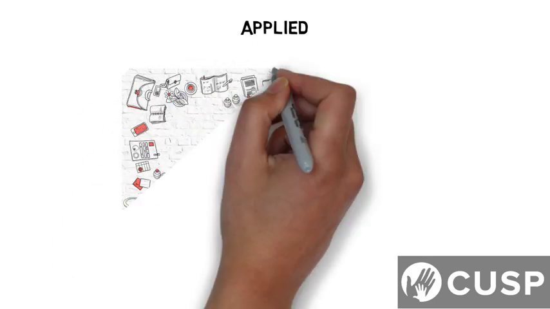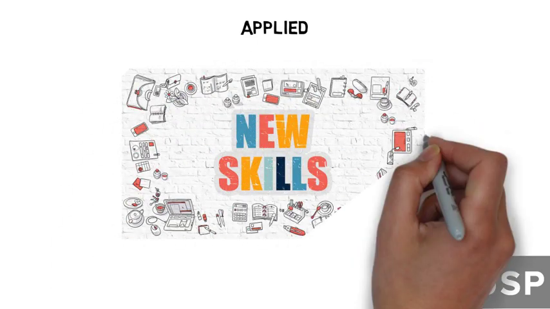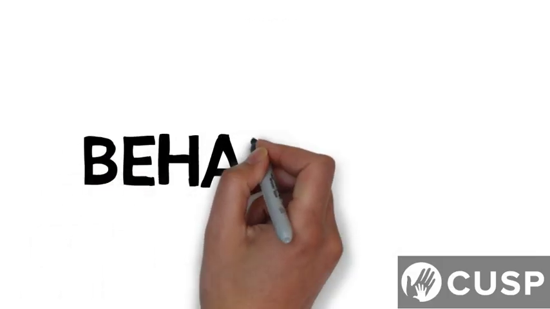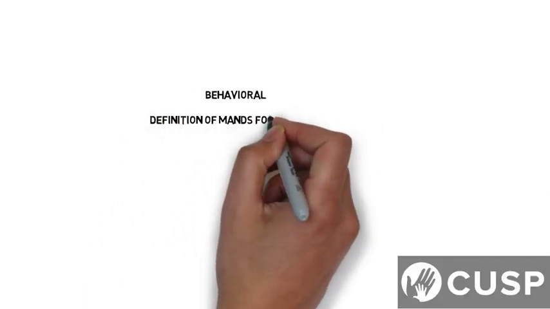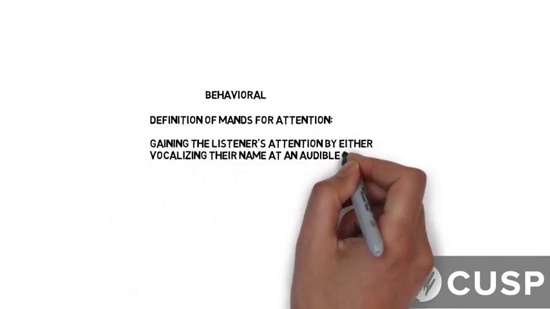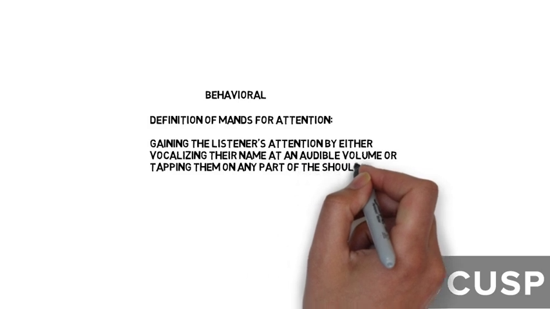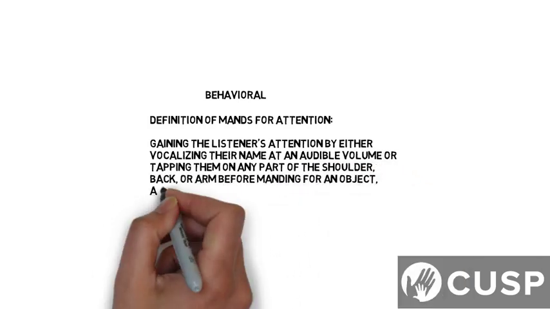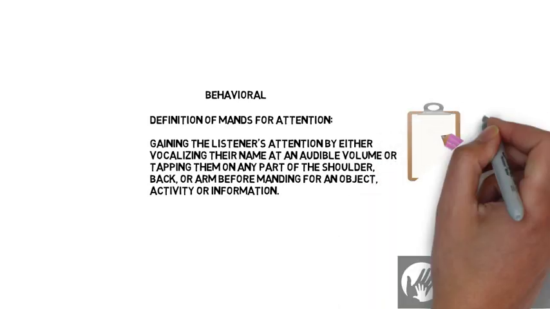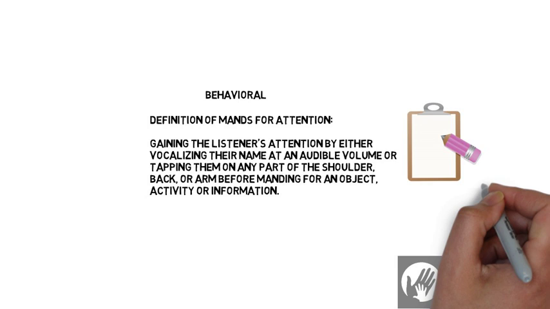Applied. Interventions that are implemented directly benefit the consumer, whether it's in the domain of verbal behavior, language, social skills, adaptive living skills, etc. Behavioral. We measure observable behavior that is operationally defined. An example of this for Mand for Attention would be gaining the listener's attention by either vocalizing their name at an audible volume or tapping them on any part of the shoulder, back, or arm before manding for an object, activity, or information. We would then evaluate if 2 or more different observers report the same event. This is referred to as inter-observer agreement.